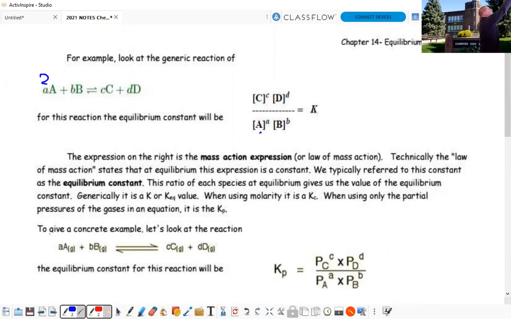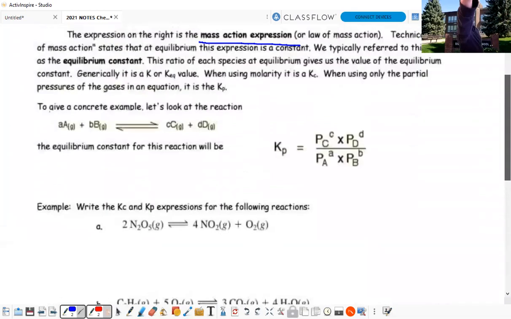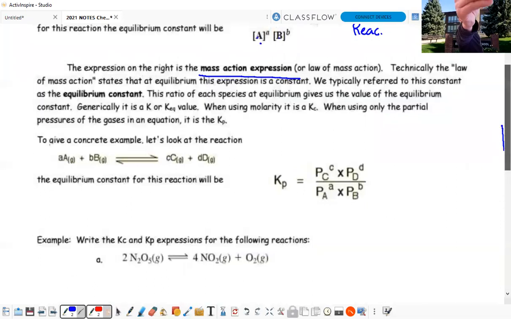So if we evaluate what we have, you notice we have C and D on the top. So it goes products on the top over the reactants on the bottom. Products, C and D, over the reactants. This is called the law of mass action. And what we're writing here is something called an equilibrium expression.